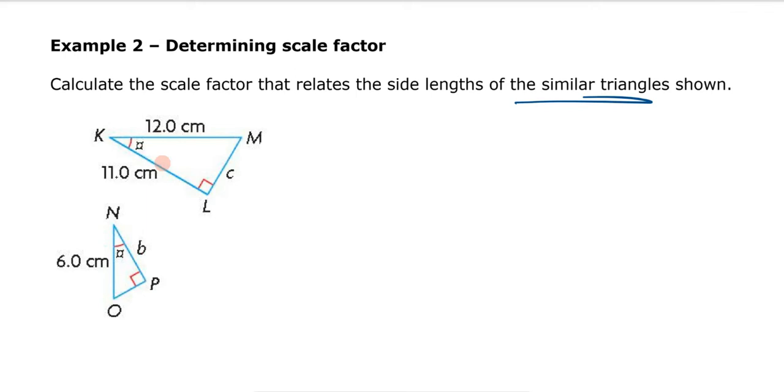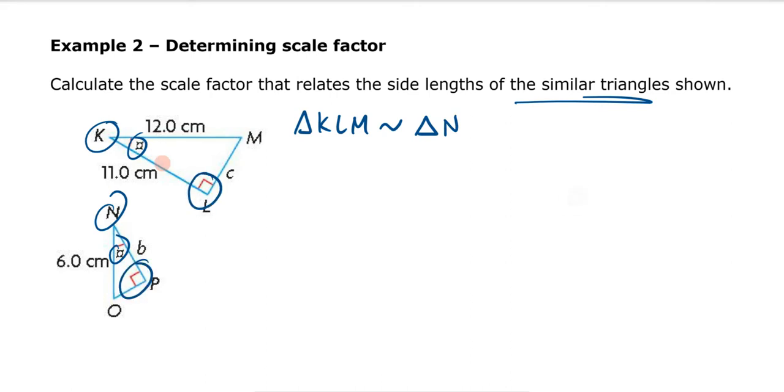Okay? So set up your similarity statement. So triangle, let's do this, KLM, similar to triangle. Okay, so what are my corresponding sides? K corresponds with N. They have the same symbol for your angle. So the first letter has to be N. Angle L is my 90-degree angle, so angle P is my 90-degree angle on the other one, so NP. And then my last one, M and O. So triangle NPO.